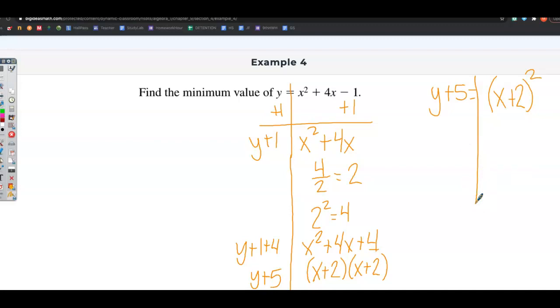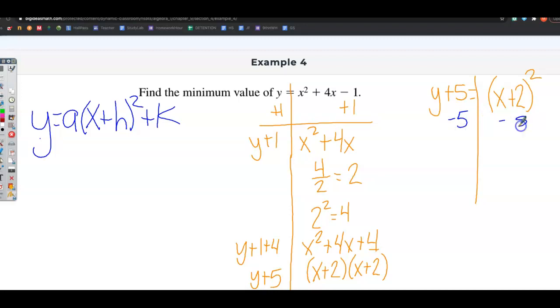I should have started by saying our goal is to get it into y equals a, parentheses, x plus h, plus k. Hold on, stay with me. That's our goal, to get it to that form. That is vertex form, because that will tell us our vertex. My last step would be to get y by itself. How do I get y by itself now? Minus 5. So I would have y equals x plus 2 quantity squared minus 5.